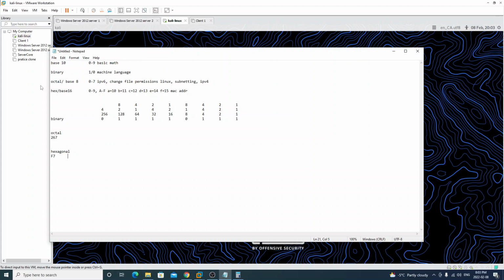And as a review, base 10 is basic math. Binary is machine language. Octal is base 8, and it has many uses, mainly in networking and also in changing file permissions, which is kind of important if you don't want other users having access to your files. And then hexadecimal is for MAC addresses, able to output MAC addresses or convert them into binary or even base 10.